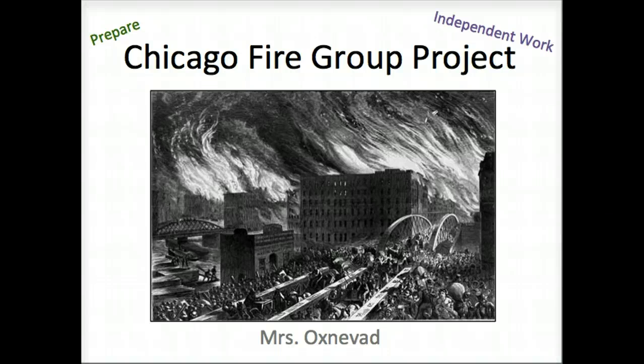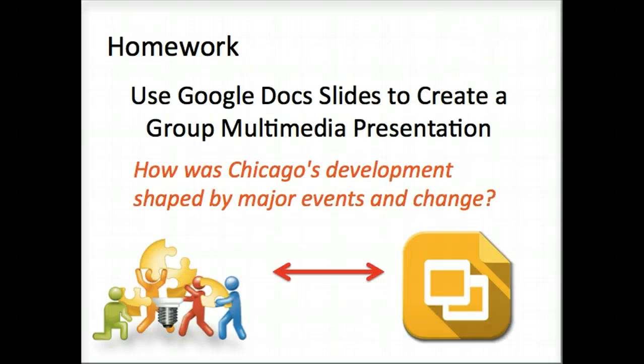This independent work will help you prepare for the work we will do in class. We'll be creating a group multimedia presentation using Google Docs slides. Your final group presentation will answer this essential question: how was Chicago's development shaped by major events and change?